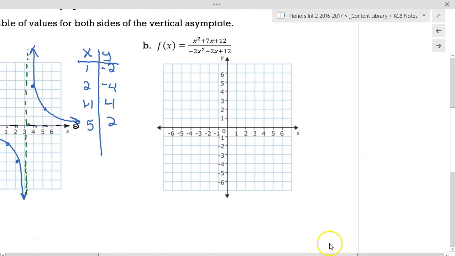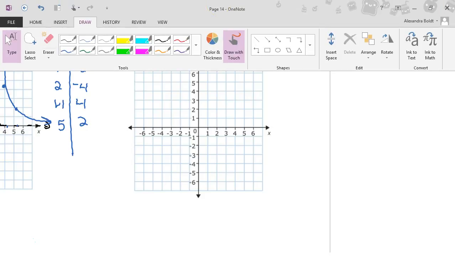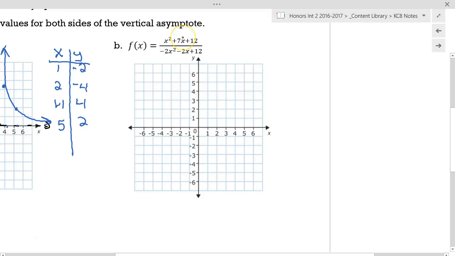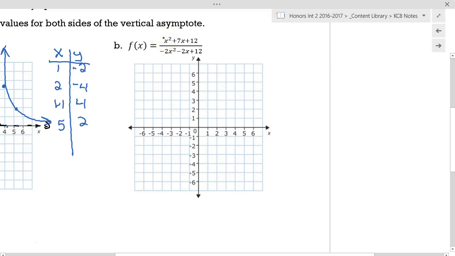All right, let's look at another example. Let's look at D. I'm given x squared plus 7x plus 12 over negative 2x squared minus 2x plus 12. So the first thing I need to do is completely factor. Before factoring, you need to do your horizontal asymptote.